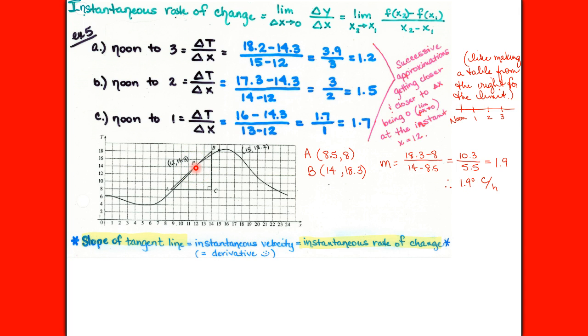If that's the slope of my tangent line, that's also my instantaneous rate of change. So I just found the instantaneous rate of change of the temperature. It's changing at a rate of 1.9 degrees Celsius per hour. So at 12 noon, that's its rate of change.